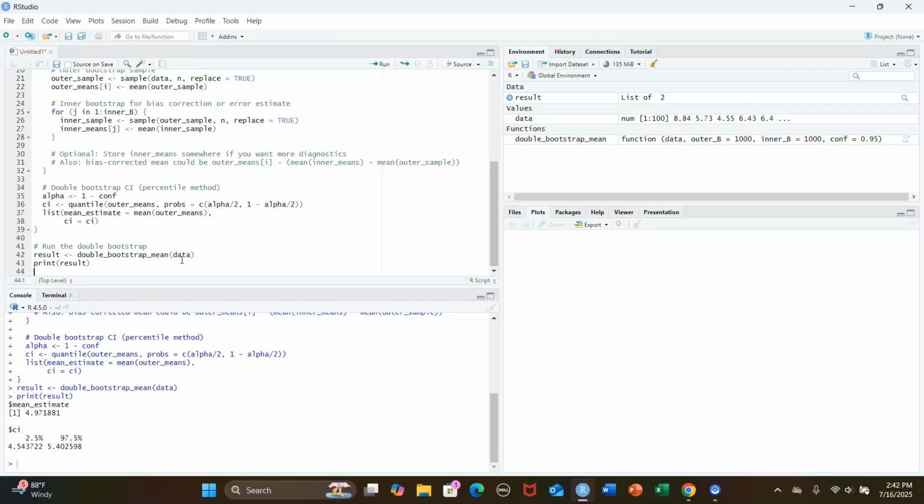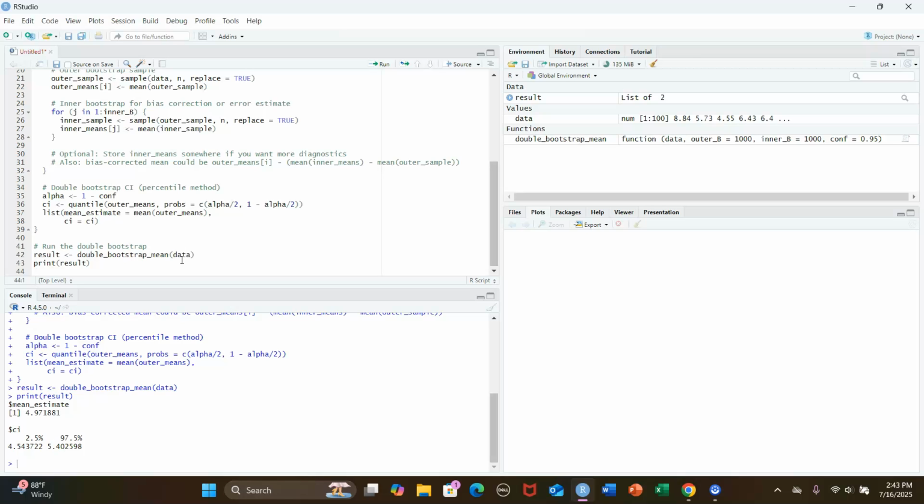So we print out the result. You can see it has a double bootstrap sample mean estimate of 4.971881, and a 95% confidence interval of 4.54 to 5.40. This is probably the simplest double bootstrap example because we're simply calculating the mean.